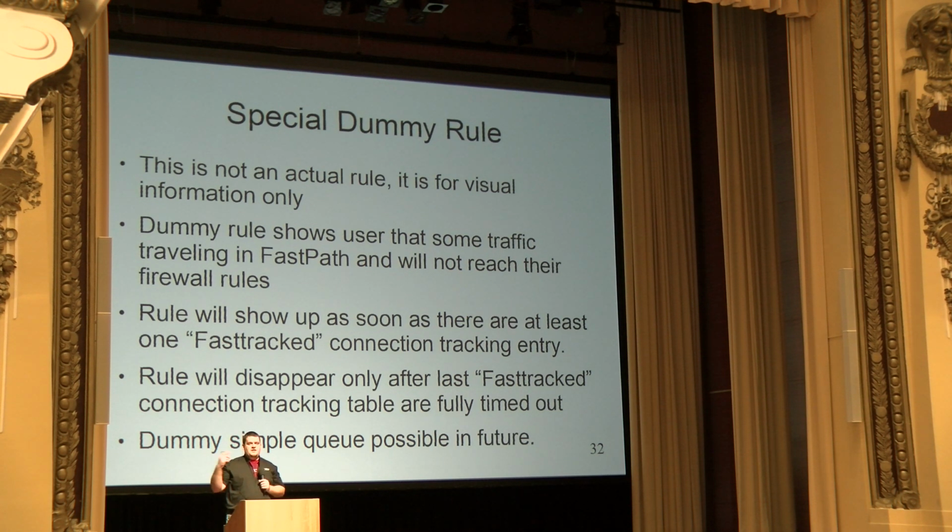So if you enable this rule, a dummy rule will appear. But if you disable the fast-track connection rule, the dummy rule will not disappear because there are still connections with the fast-track flag in the connection tracking table. So that's normal.